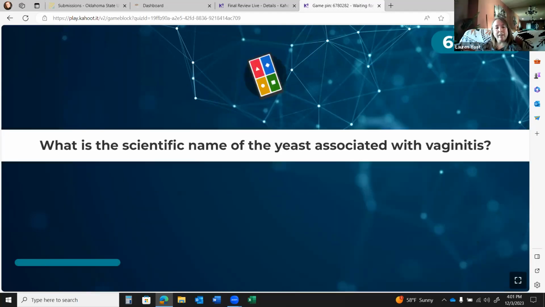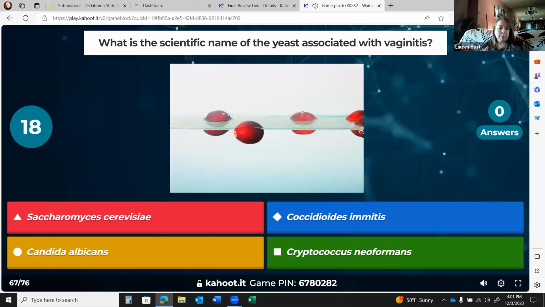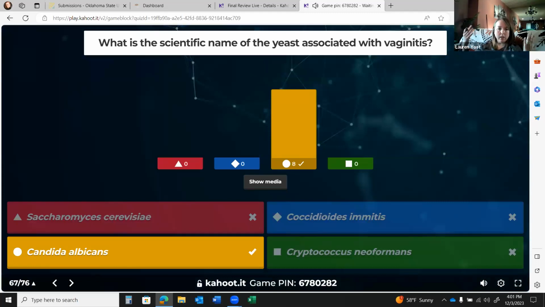All right, what is the scientific name of the yeast that is associated with vaginitis? I said it a few slides ago. Let's see if you remember. Great. So this is Candida albicans. You hear people talk about Candida a lot lately. But all of these, just FYI, are fungi. They're all going to fall into that fungal category. Saccharomyces cerevisiae is used in bread, cooking and stuff like that. And Coccidioides and Cryptococcus are involved in fungal meningitis.